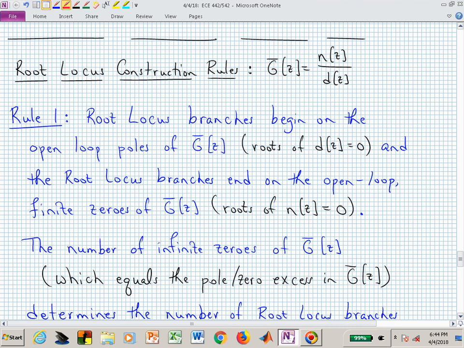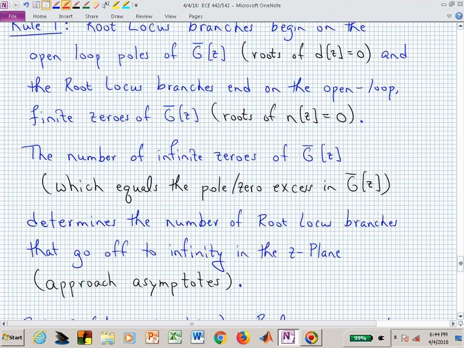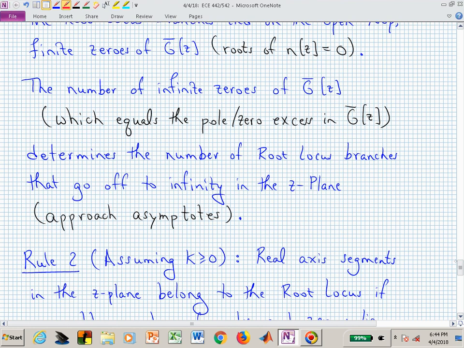They end there. The number of infinite zeros of G bar of Z, that's the difference between the number of finite zeros and the number of poles, and that's equal to the pole zero excess. The number of infinite zeros of G bar of Z, which equals the pole zero excess in G bar, determines the number of root locus branches that go off to infinity in the Z-plane. And we'll learn what these asymptotes are later, but we know where they are for pretty simple pole zero patterns. That's rule one. Just where do we start, where do we end?